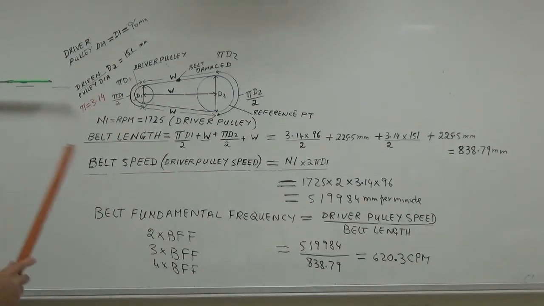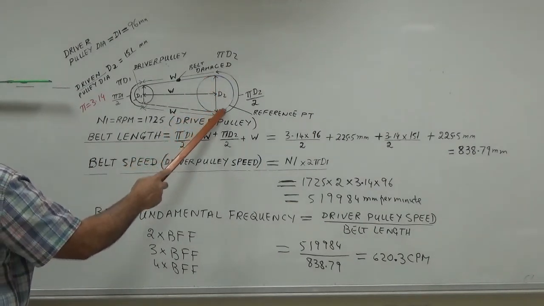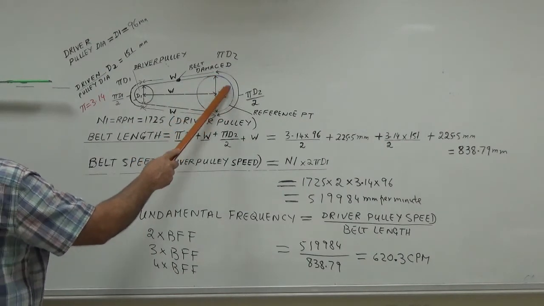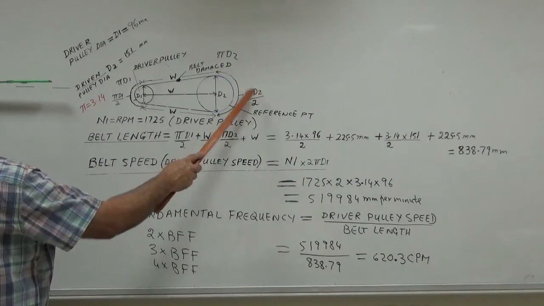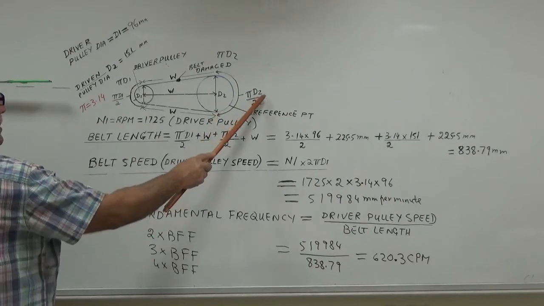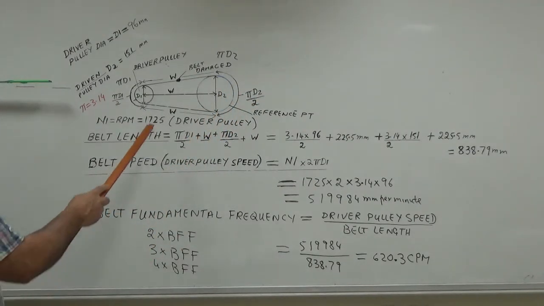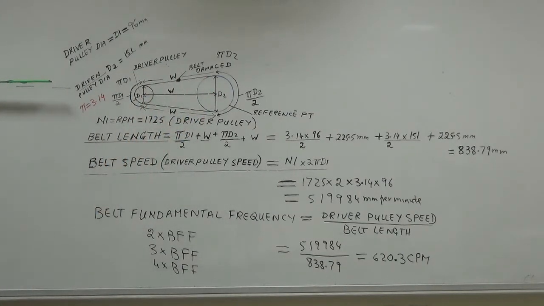You know that the circumference, or the total distance, of this pulley will be pi d2. The half from here to here will be pi d2 divided by 2. Okay, so W is the distance from here to here. Now how can we calculate the belt fundamental frequency?